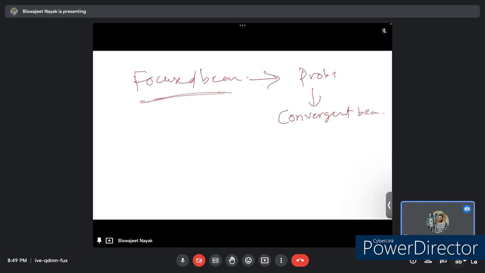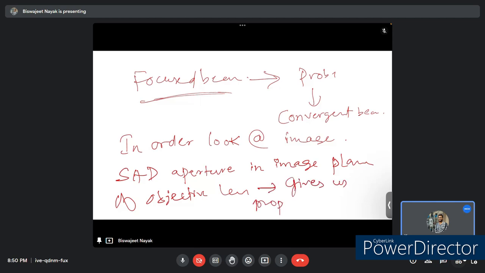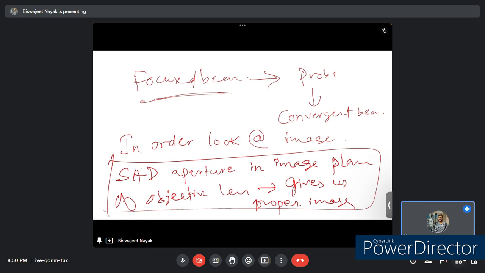So in order to look at the images, the basic principle of TEM operation is to put a SAD aperture into the image plane of the objective lens. That gives us a proper image. What is SAD here? Selected area diffraction.